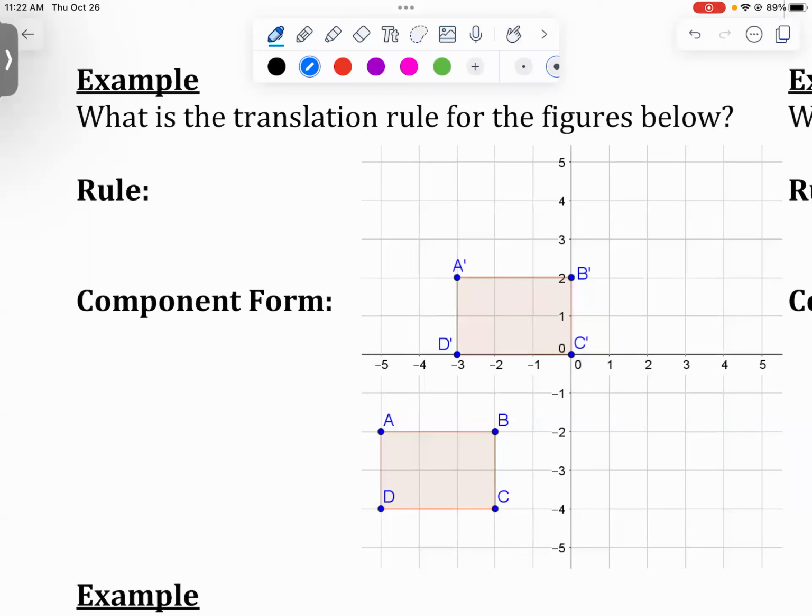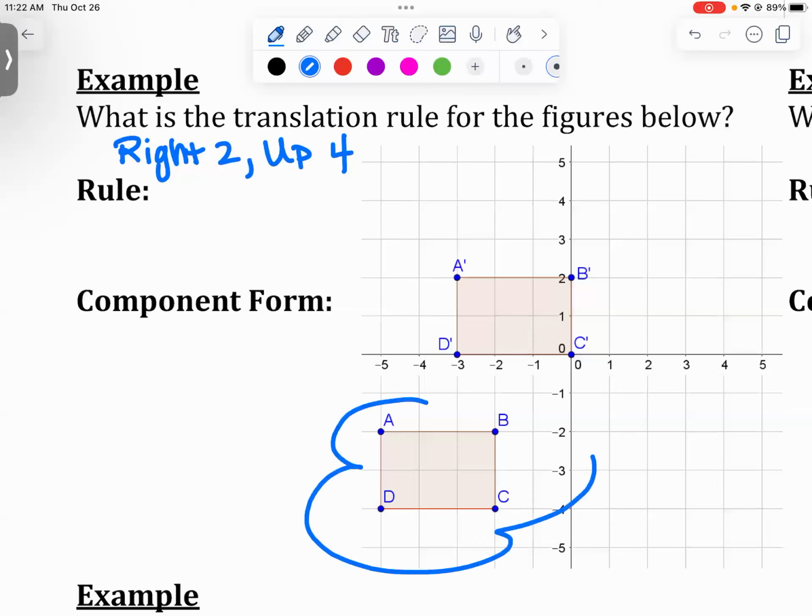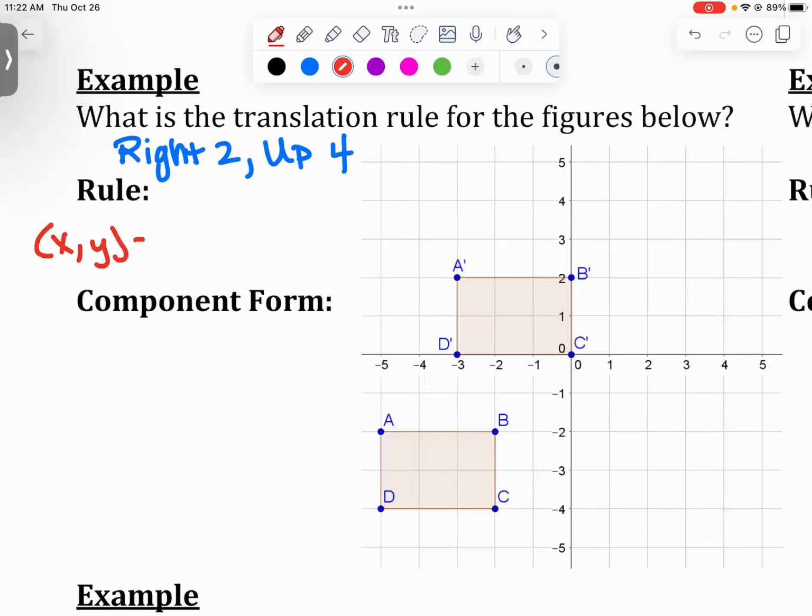Okay. Alexa, how do we get from pre-image to image? Up 4, over 2. Okay, so what you're saying, right or left 2? So we need to go right 2, and we need to go up 4. Because right here, this is our pre-image, right 2 means we are adding 2 to our x, and up 4 means we are adding 4 to our y. In component form, we would write the vector 2, 4.